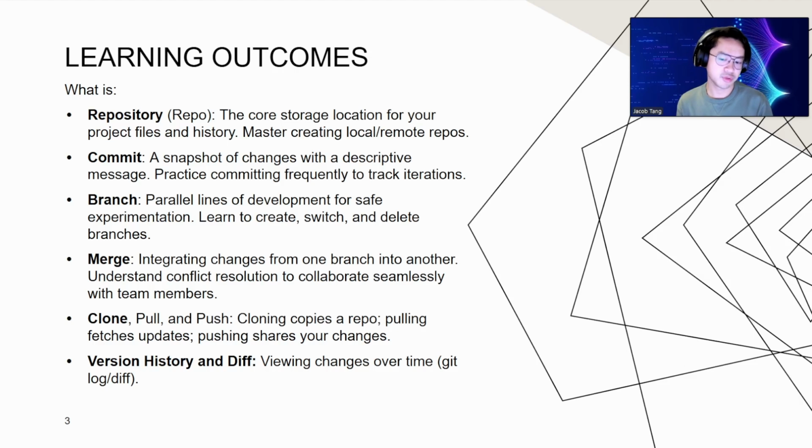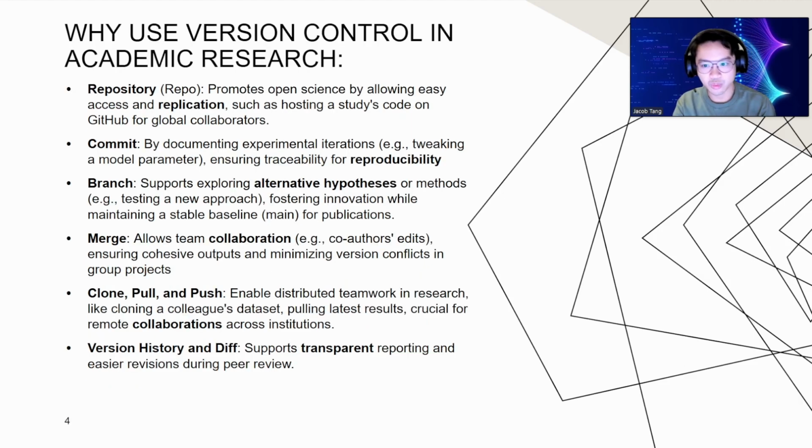We also learn how to clone, pull, and push. So cloning would be creating a local copy of the online repository or repo, pulling updates, getting the latest changes, or pushing, which is uploading your changes. Finally, we'll look at version history and diff. So version history allows you to view all of the changes over time, and diff, for each change, what exactly changed, which line of code changed, and so forth. Next, we'll look at why is version control so important in academic research.